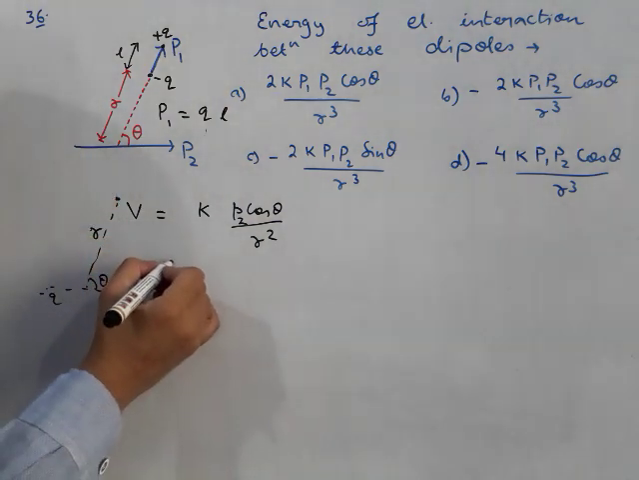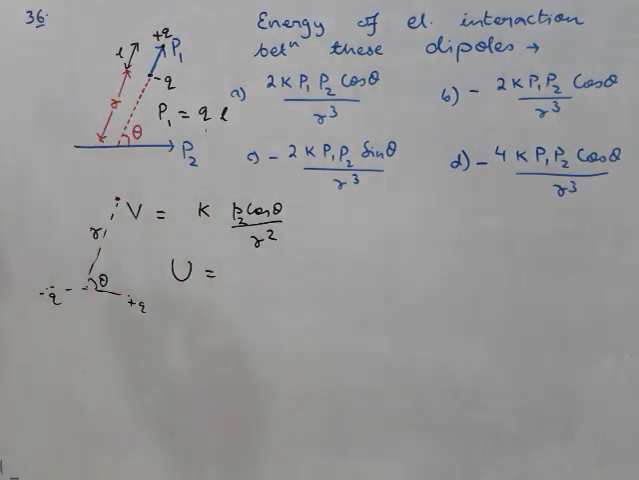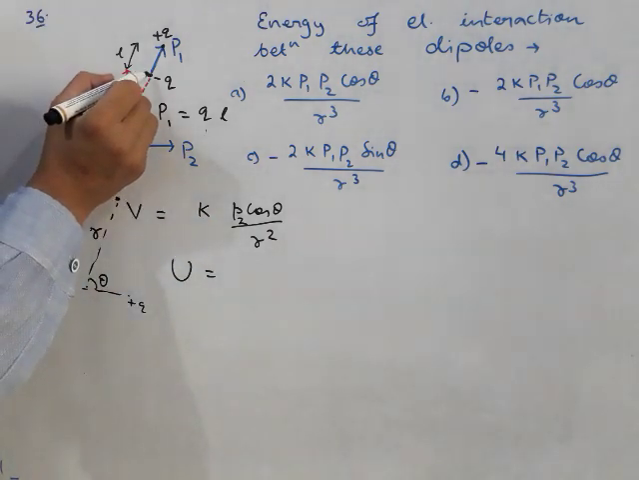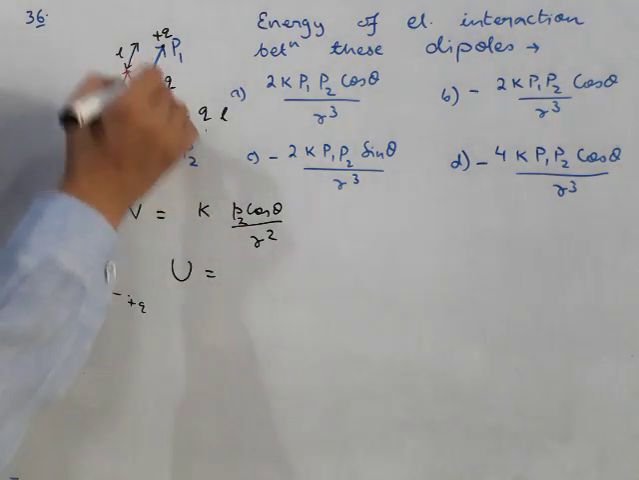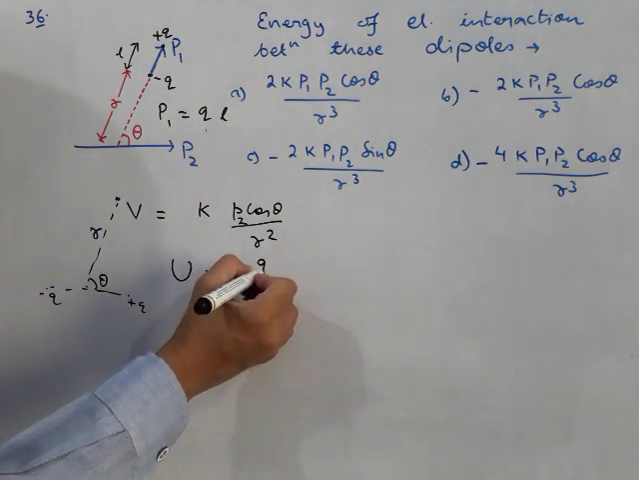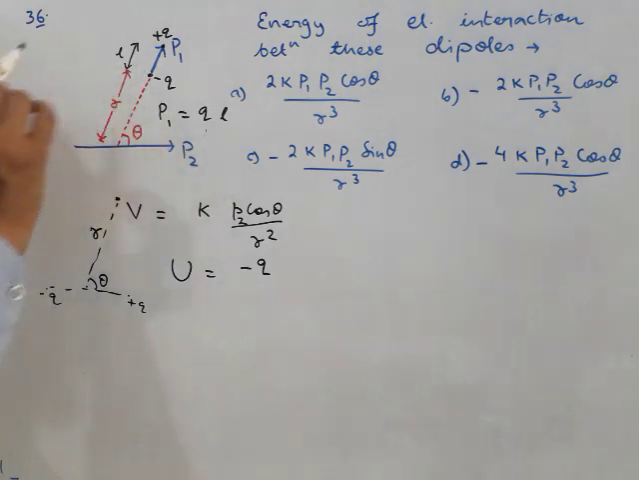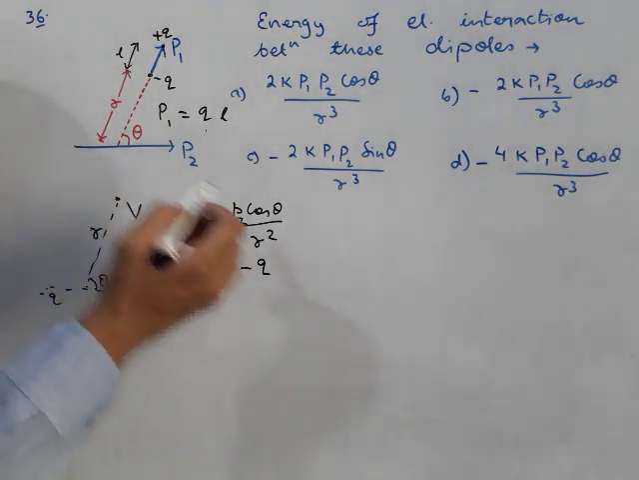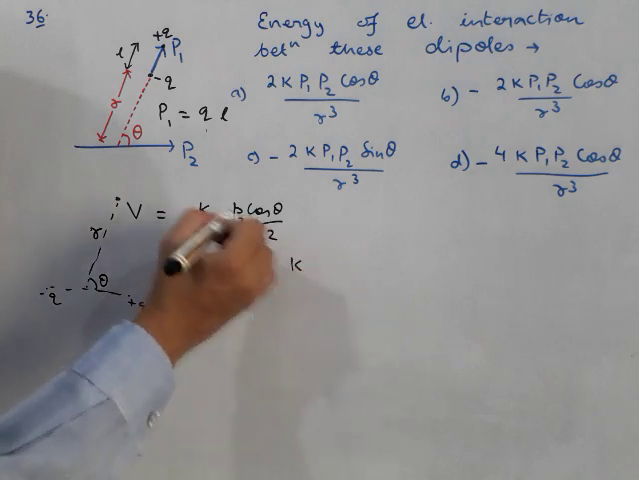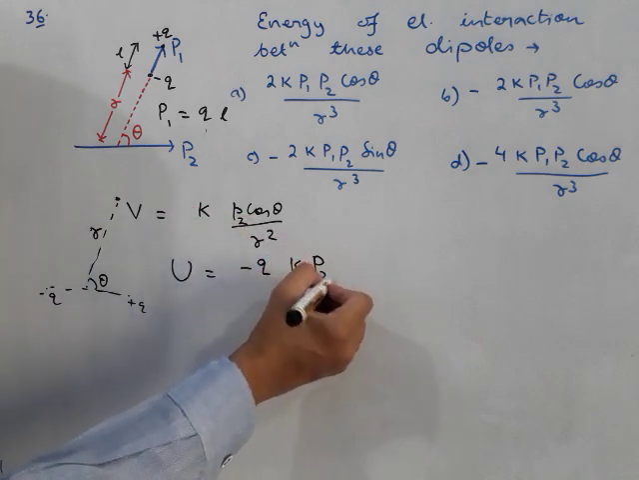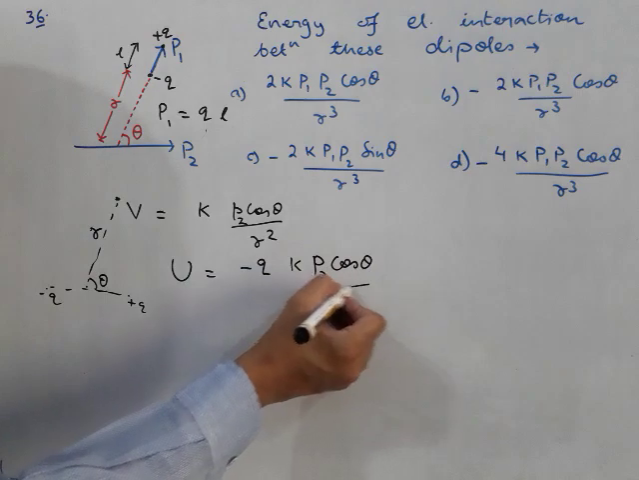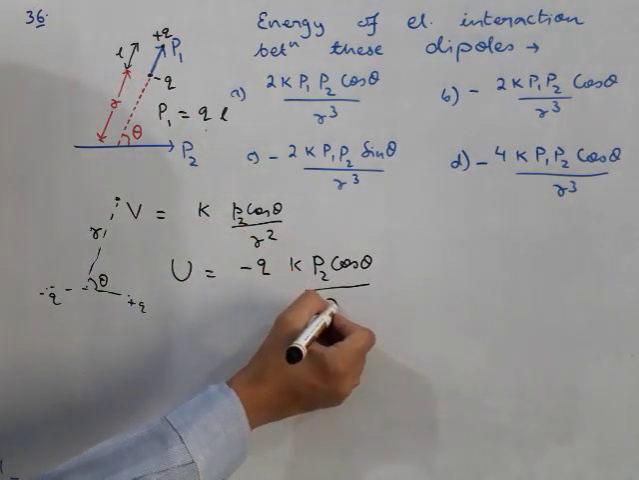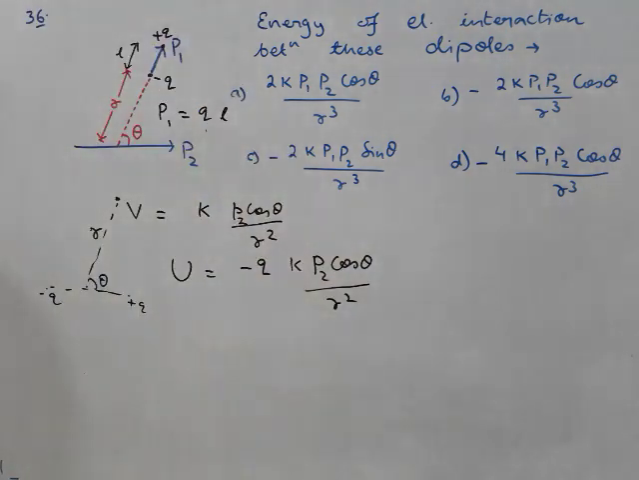Now potential energy, students, is given by the formula charge into potential at that point. Here minus q charge is present at this point. Its potential energy will be minus q into potential at this point. Now potential at this point is due to this dipole. So that formula will be K times P2 cos theta upon this distance square, that is r square. This is the potential energy due to the negative charge.